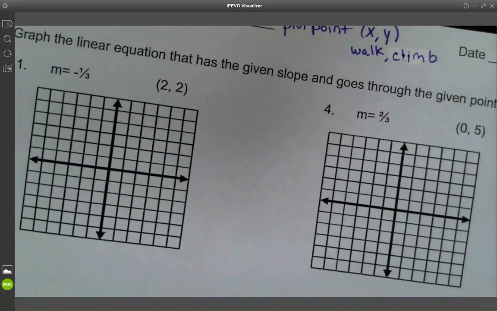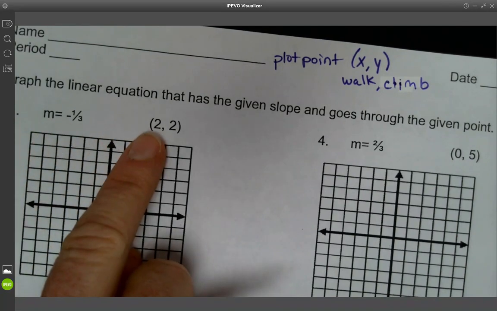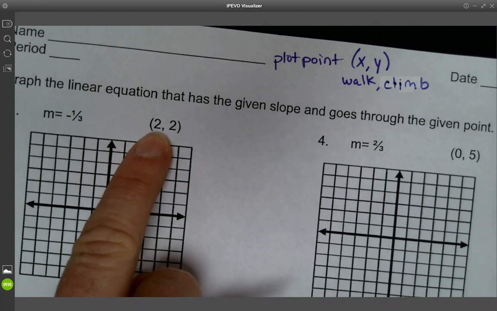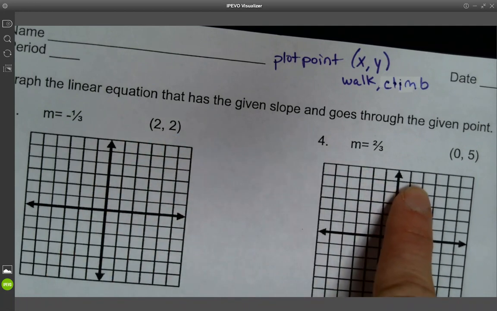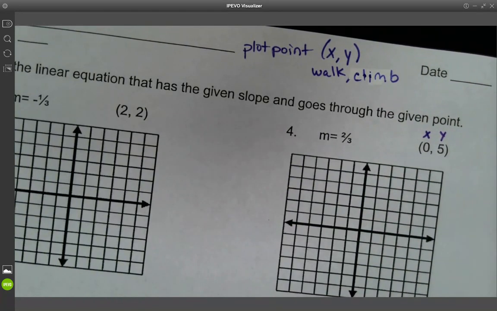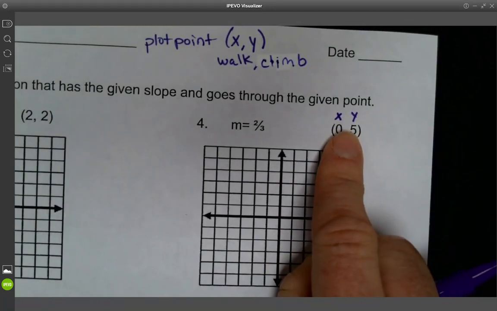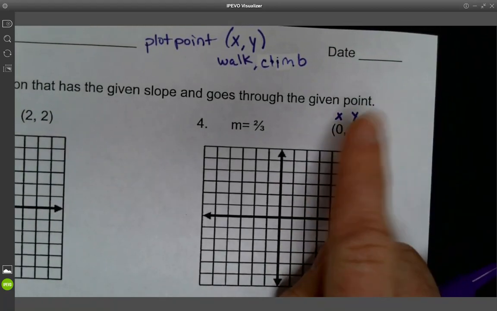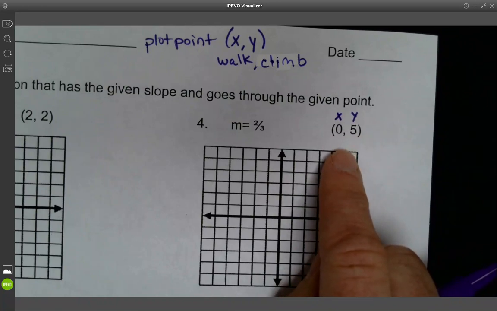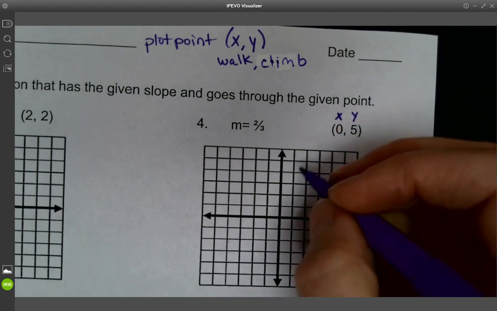So let's say I want to plot one of these points. 2, 2. That means you're going to walk 2 and then climb 2. 0, 5. You're going to walk 0, climb 5. So let's go ahead and do number 4 together. The point 0, 5. Everybody should be looking at this problem right here. Walk x and climb y. So it's just up 5.